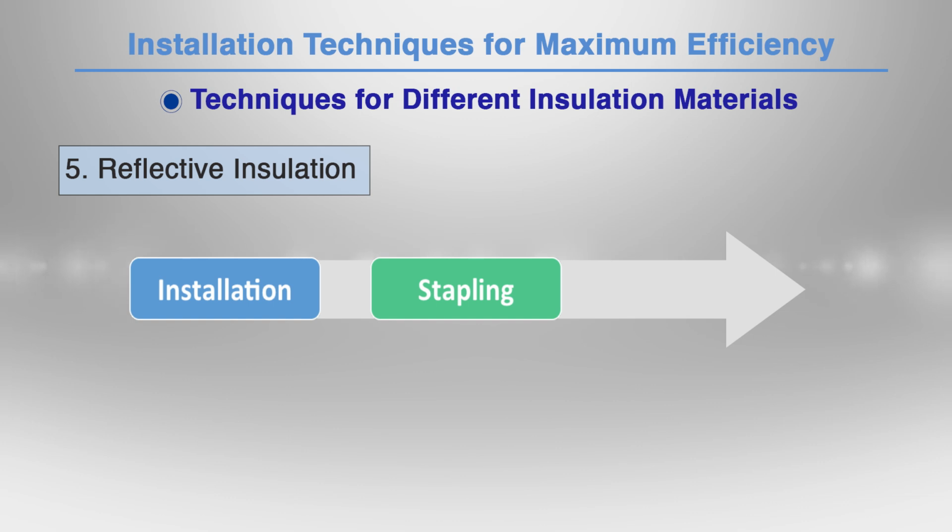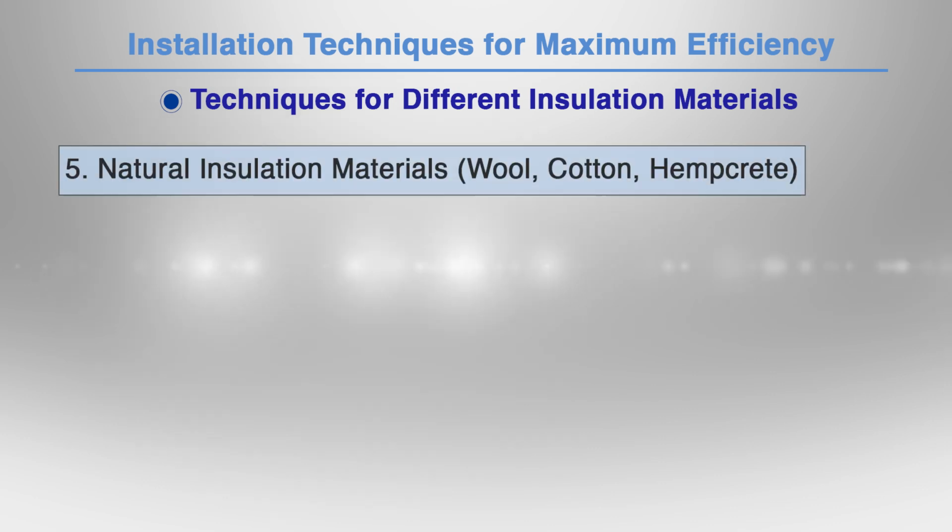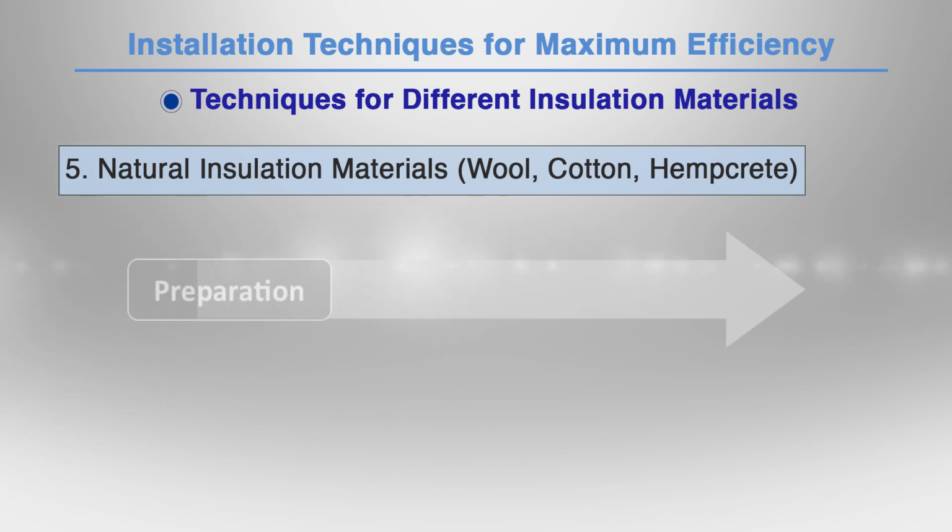taut and free of gaps. Overlap: overlap seams by at least 2 inches and seal with reflective tape to ensure a continuous barrier. Sixth one is natural insulation materials: wool, cotton and hempcrete. Preparation: ensure the area is clean and free from moisture. Install the vapor barrier if necessary.